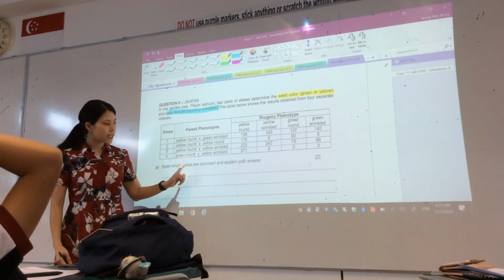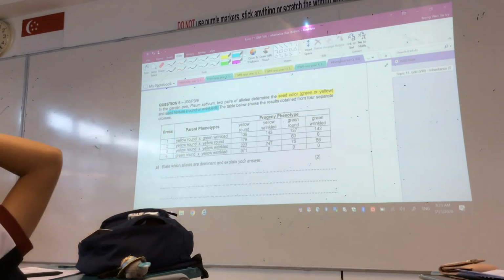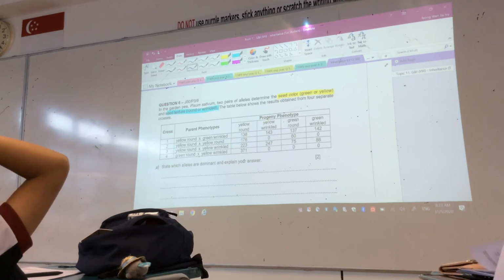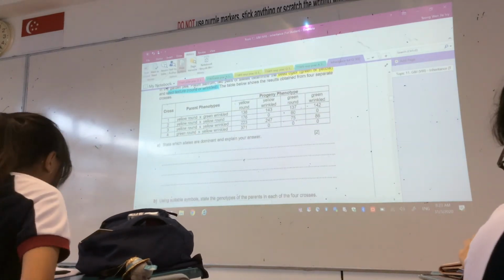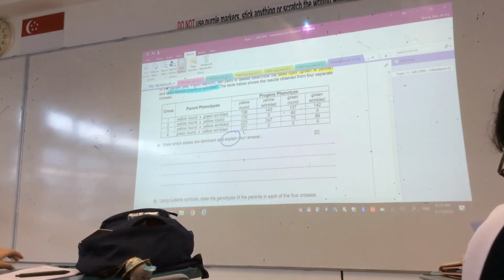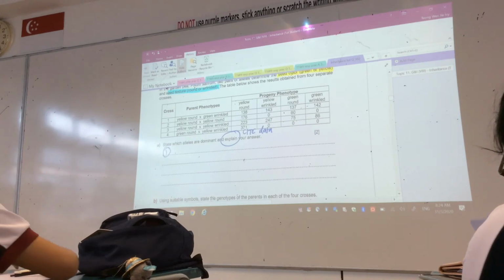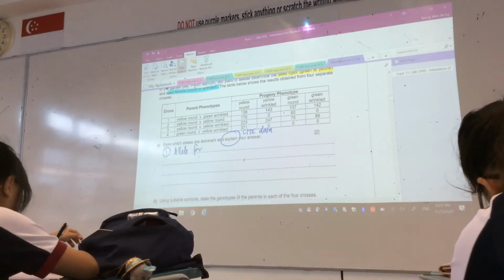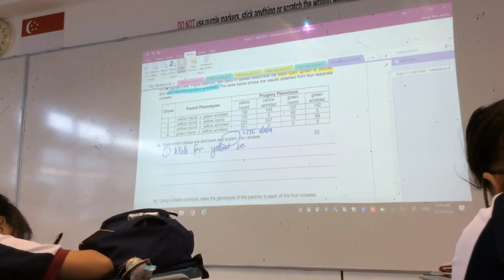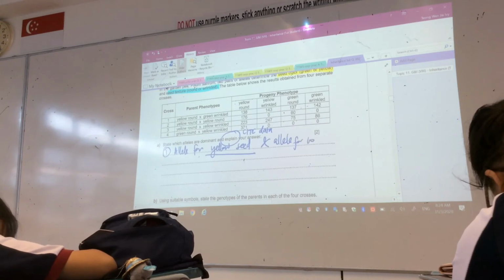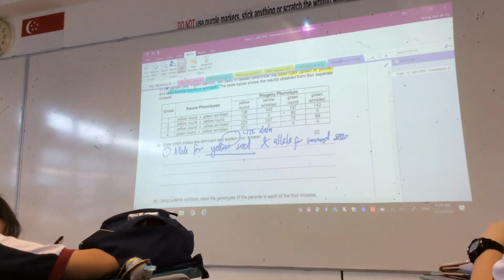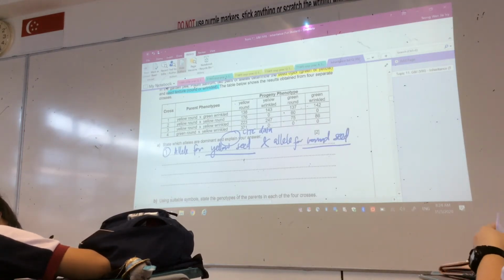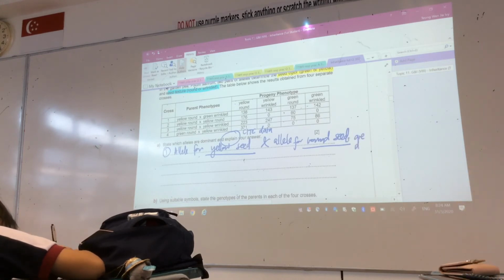So how do you explain your question A? Now state which allele is dominant and explain your answer. So this explanation part, you have to cite data. Of course, you have to choose which data to cite. So first mark, you're going to say the allele for yellow seed and allele for round seed are dominant.